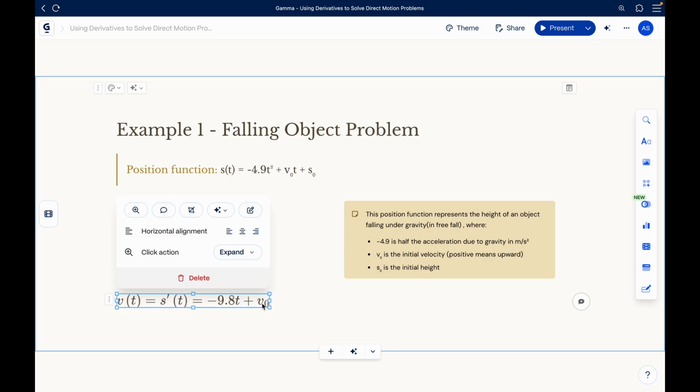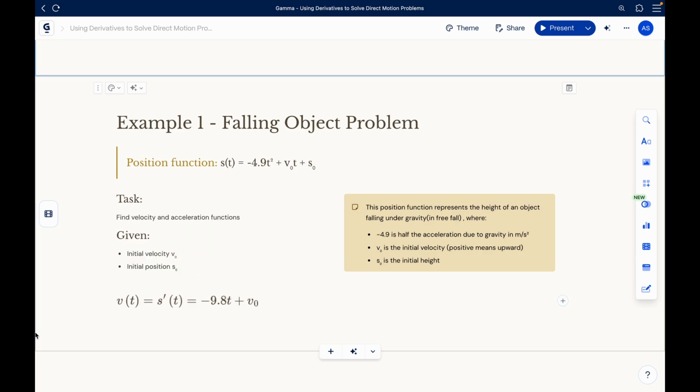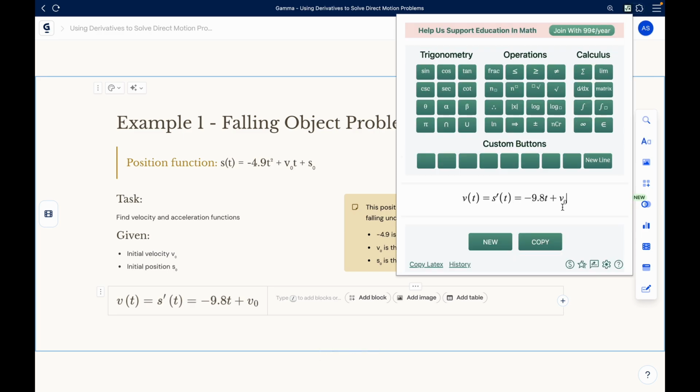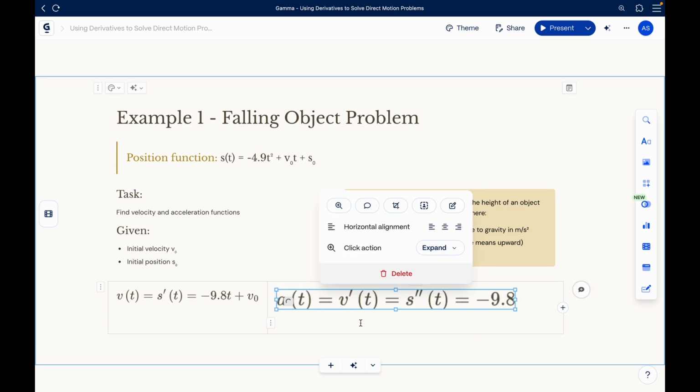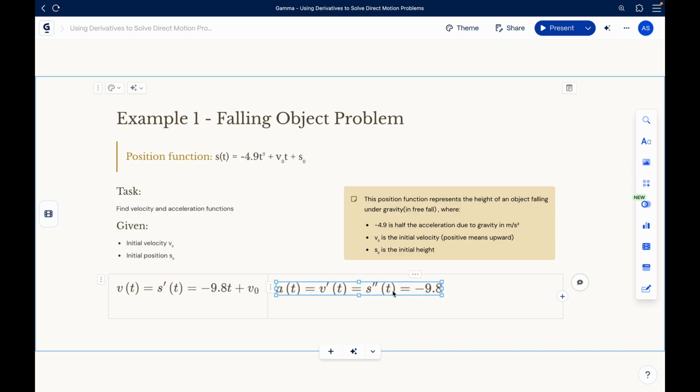But we're not done yet. We also have to find the acceleration. So next, we have to differentiate v of t. So a of t is equal to v prime of t, which is equal to s double prime of t, which is equal to negative 9.8, because v0 is a constant, and using the power rule, negative 9.8 times t has a derivative of just negative 9.8. So there we have it, and that pretty much shows that the acceleration is the gravitational acceleration.